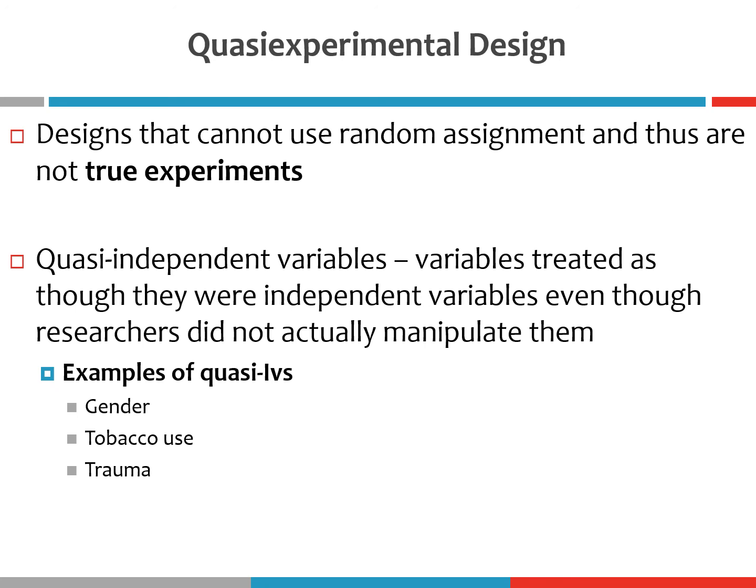So the benefit of quasi-experimental designs is they allow us to investigate things that we can't manipulate, but the drawback is that our ability to make assumptions about causality is limited because of the potential for individual difference confounds, because we didn't utilize random assignment.